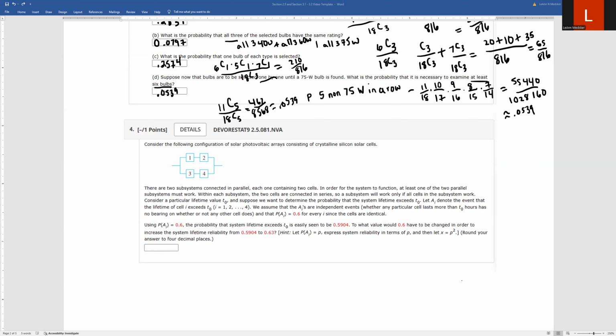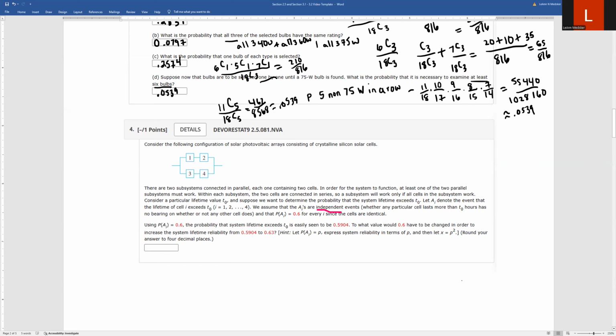Consider a particular lifetime value t sub 0, and suppose that we want to determine the probability that the lifetime will exceed t sub 0. Let A sub i denote the event that the lifetime of cell i, either 1, 2, 3, or 4, will exceed t sub 0. We'll assume that the A sub i's are all independent.